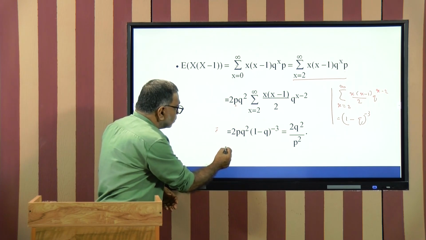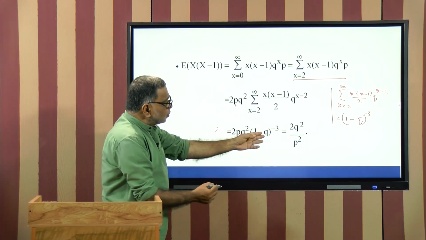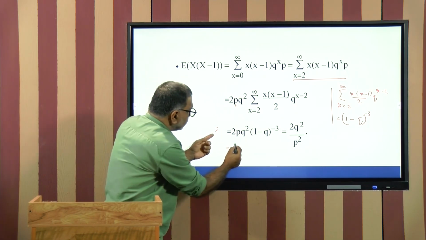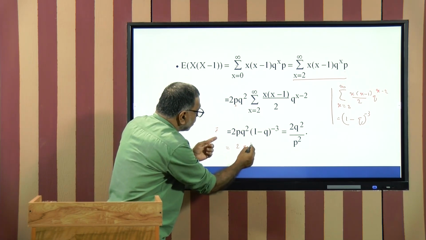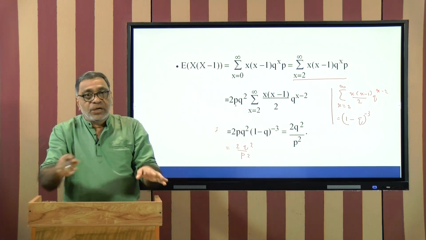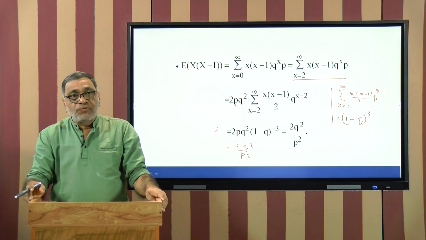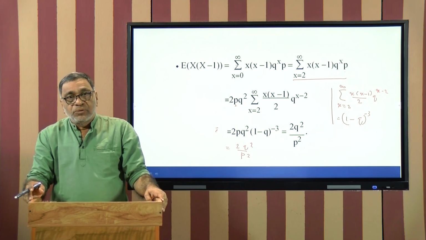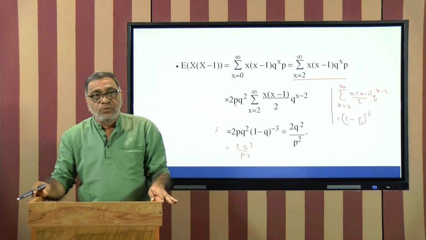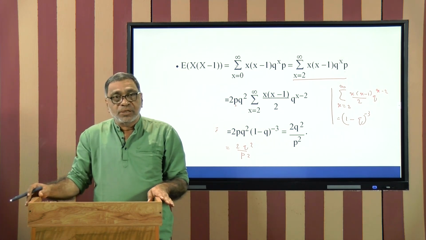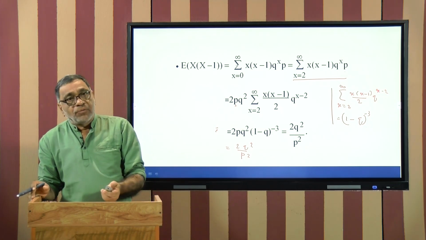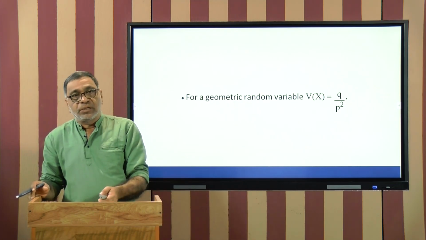So, 1 minus q is p, so p to the power minus 3. So, this becomes 2 q square divided by p square. So, when we are finding the expectation of x into x minus 1 using the standard result, we have the value of expectation of x into x minus 1 as 2 q square divided by p square. Now, we are in a position to find the variance.